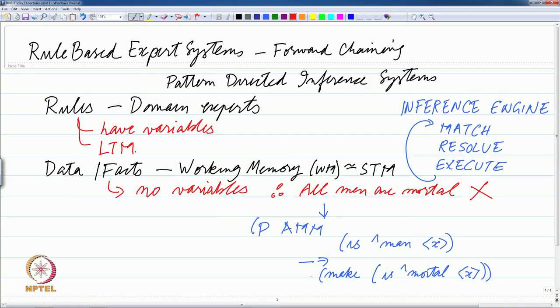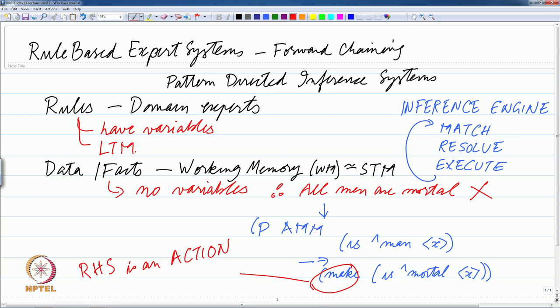And this rule basically says that if you see a pattern called X is a man, if you read it in English, then you can make a pattern saying that X is mortal essentially. So, observe that the right hand side is an action essentially.